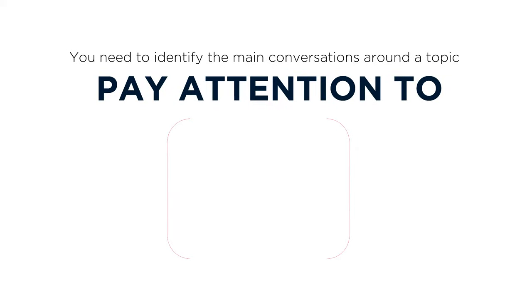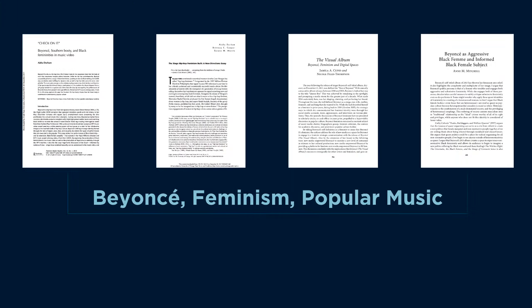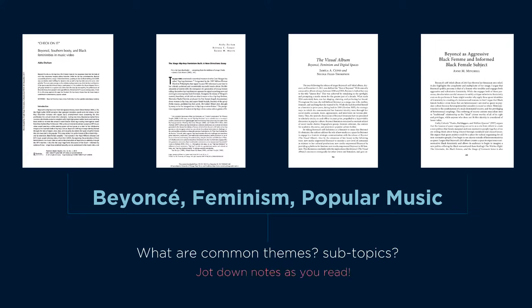Before you can effectively synthesize your research, you will need to identify the main conversations taking place on your topic. Synthesis requires you to think critically about your research and identify major themes, strengths, weaknesses, and critical gaps in the research. As you read article after article for your research paper, you should begin to notice significant conversations surrounding your topic. Ask yourself, what are some of the common themes or subtopics that keep appearing in the articles you're reading? Make note of these conversations or main ideas, because this will help you organize your research paper.